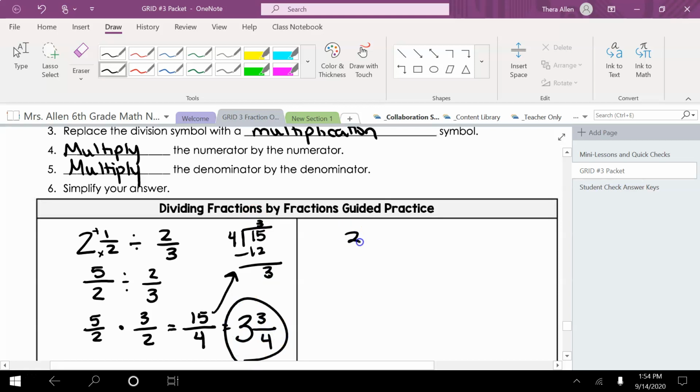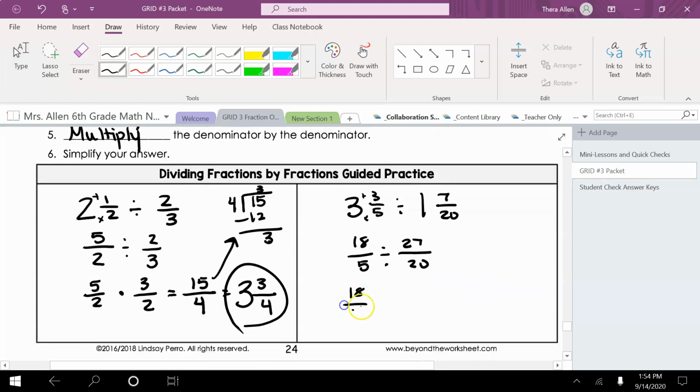Next, we have 3 and 3/5 divided by 1 and 7/20. We have two mixed numbers here, so we have to change them to improper fractions. 5 times 3 is 15, plus 3 is 18/5 divided by 20 times 1 is 20, plus 7 is 27/20. Now I keep, change, flip.